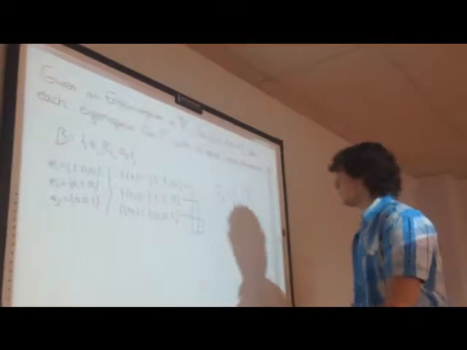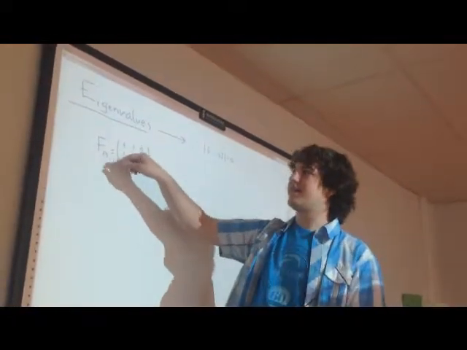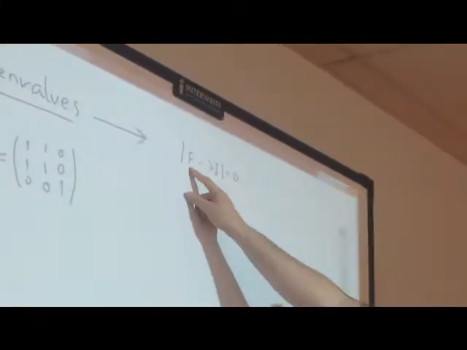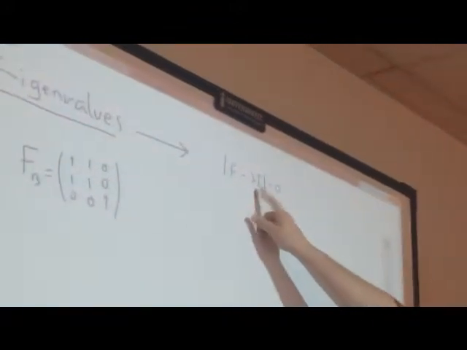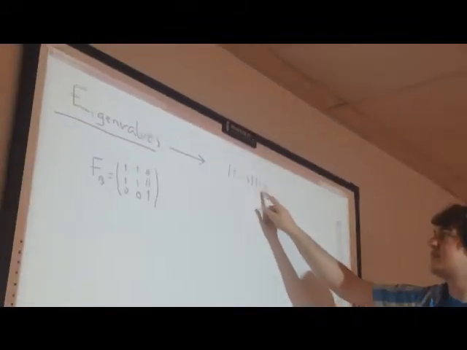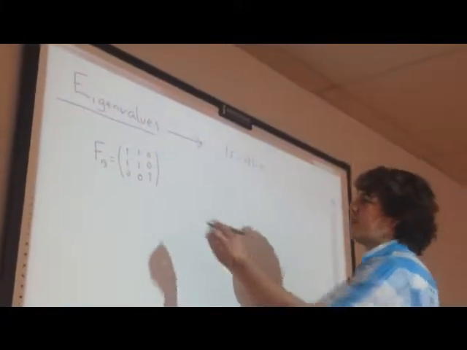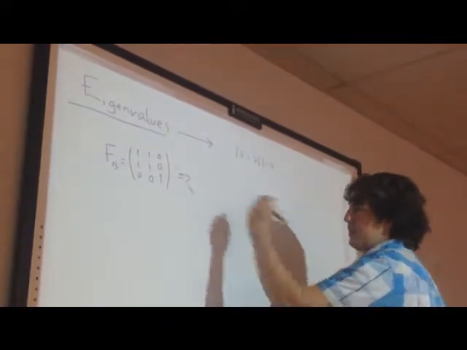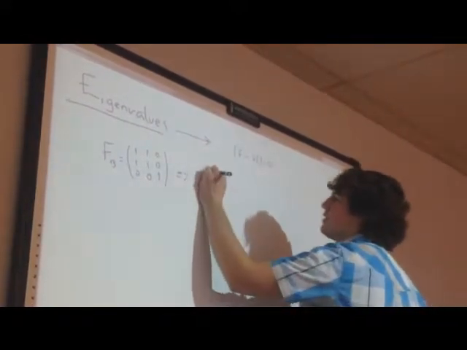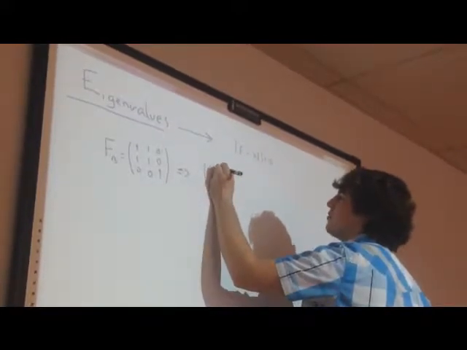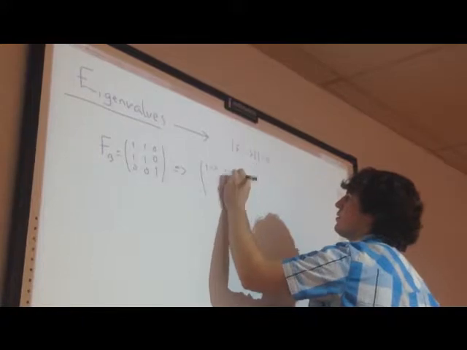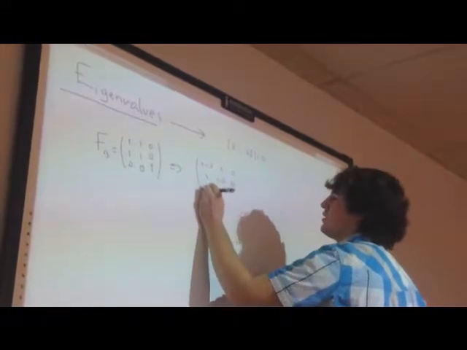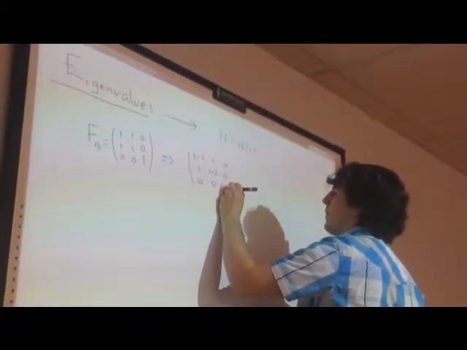First, let's start with the eigenvalues. We have the associated matrix, now we need to find the eigenvalues. How do we do it? Easy. We apply this formula: F, the associated matrix, minus lambda times I, the identity matrix, equals 0. So to the associated matrix we subtract this. It is 1 minus lambda, 1, 0; 1, 1 minus lambda, 0; 0, 0, 1 minus lambda.